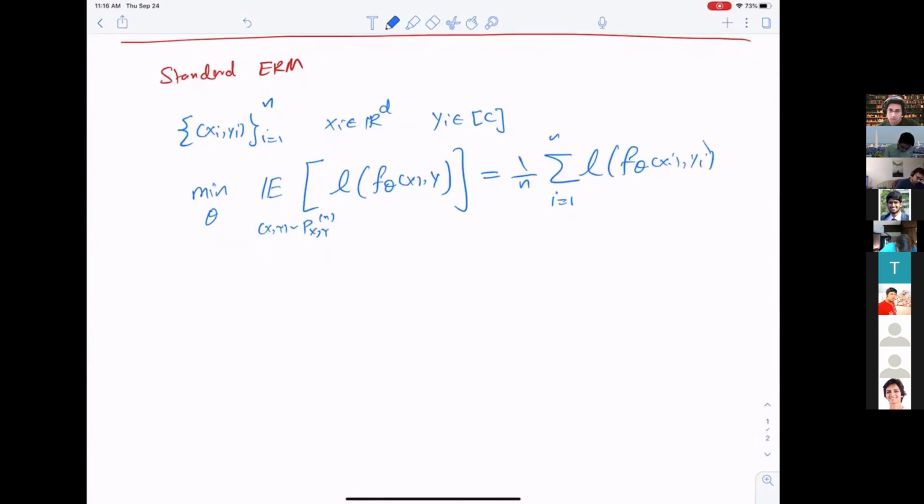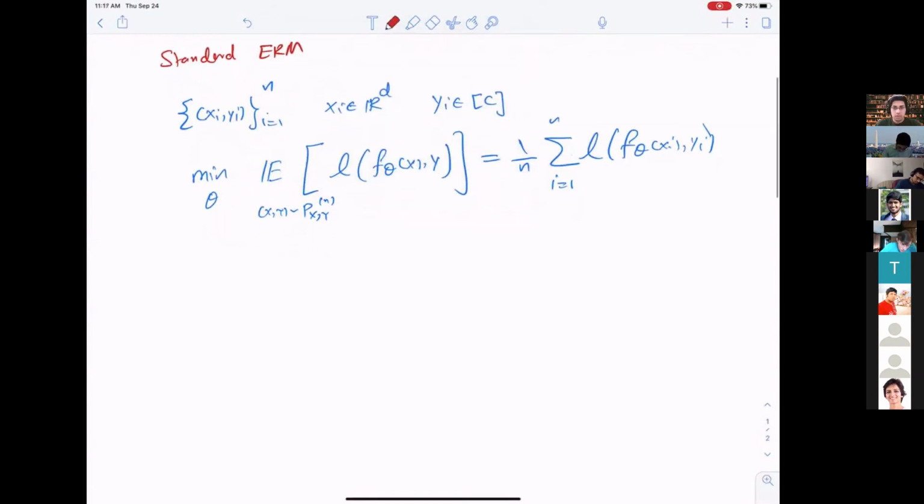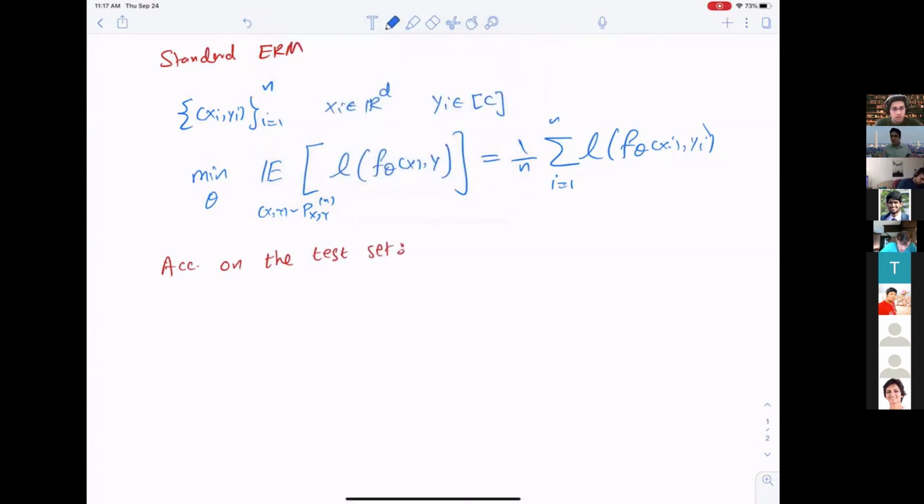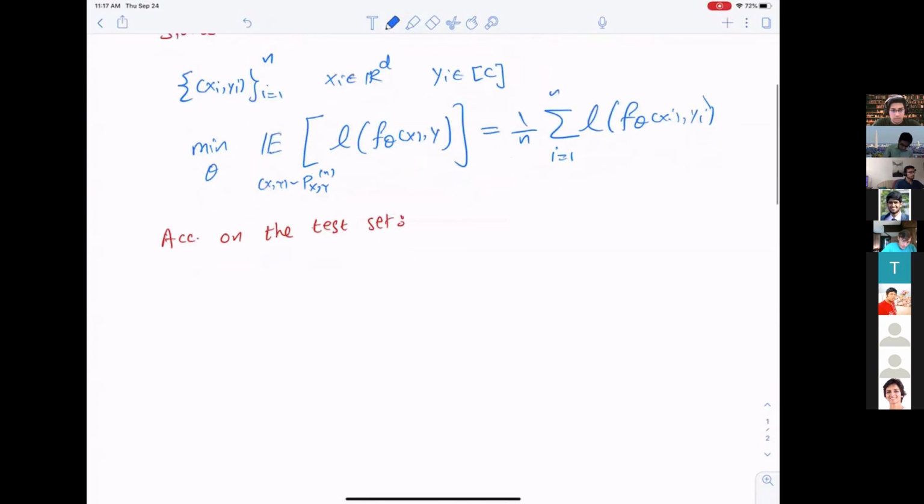But in the generalization lectures, we argued that at the end of the day, what we care about is the accuracy on the test set. And the idea is that if you are minimizing your error, or maximizing your accuracy on training samples, and you're learning a model based on that, hopefully, if the number of samples is sufficient, when you apply your model to the test data, you're going to have good performance.